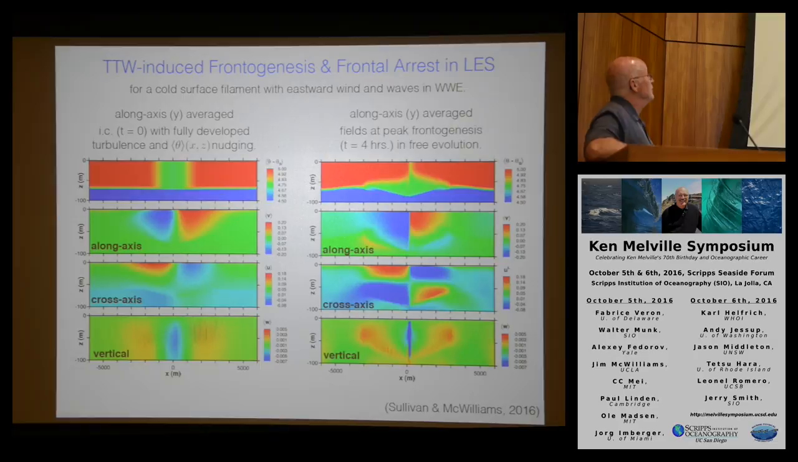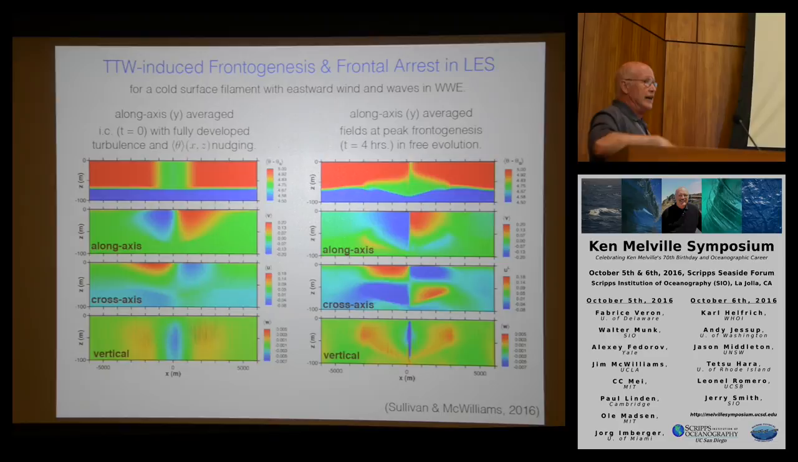The along axis flow is geostrophic because it's a filament, it's a double jet. And the cross axis flow is surface convergence, central downwelling, and outward flow near the bottom of the boundary layer. And this, just to think of the convergence, is frontogenetic, to sharpen the gradients of the temperature field and the along axis velocity.